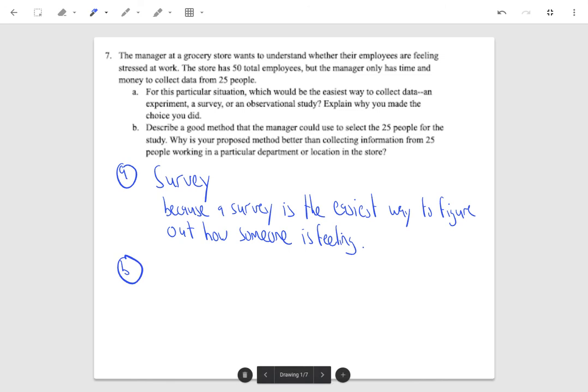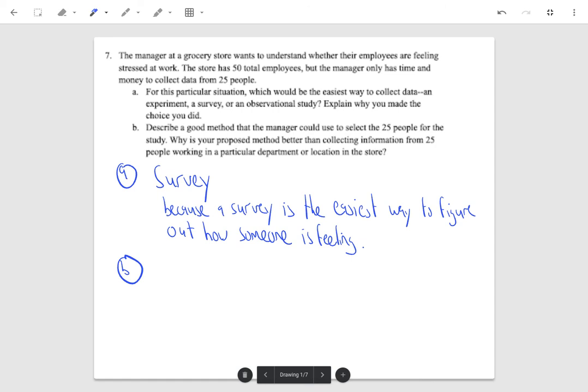B, describe a good method that the manager could use to select the 25 people for the study. Why is your proposed method better than collecting information from 25 people working in a particular department or location in the store? So remember, when we're selecting participants for a study, whether it's a survey, an experimental study, or an observation, we want it to be as random as possible. The more random it is, the less likely it'll be biased, and the more likely it would be representative of the entire population. In this case, the population would be the employees at the grocery store.